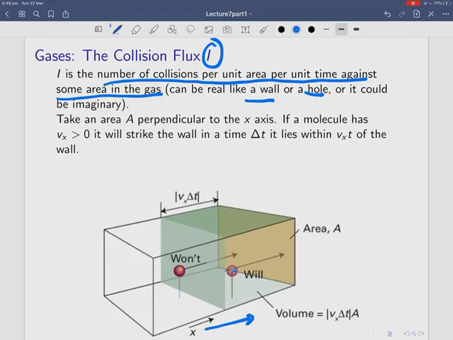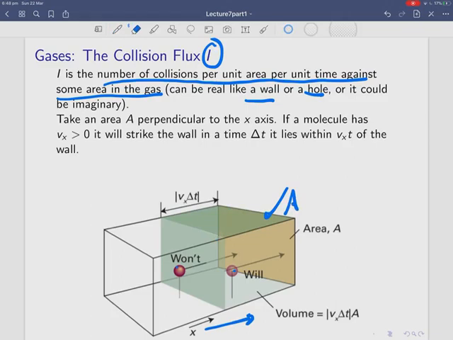Okay, and we're going to take an area A perpendicular to the x-axis. So this is the area A just here. I suppose here's my area A just there. Okay, and I'm going to look at molecules colliding with this.